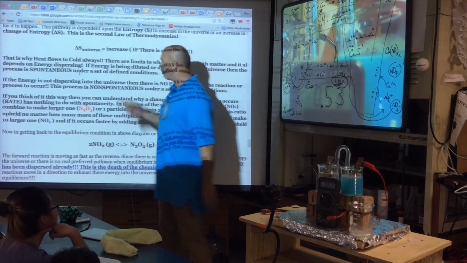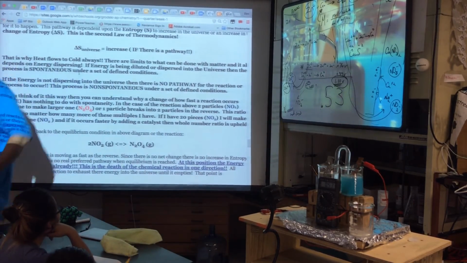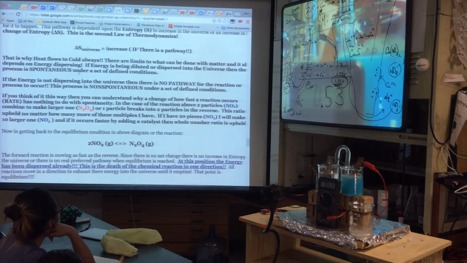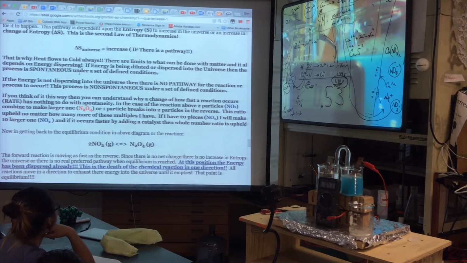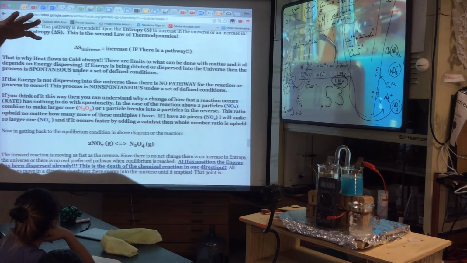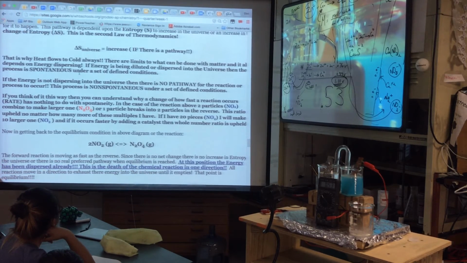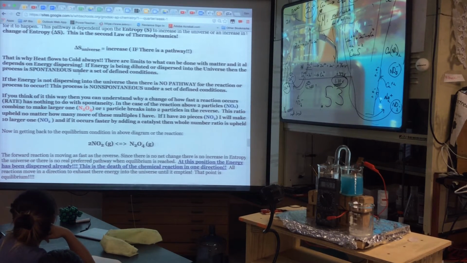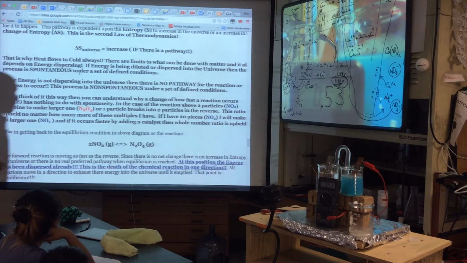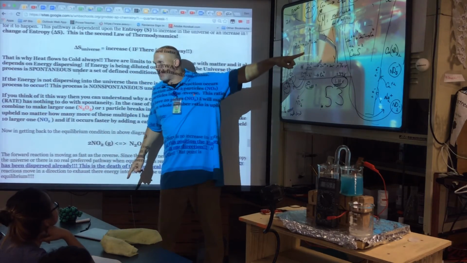By the way, when all the energy has been dispersed evenly, what do you think you have? Death of the universe. When all the energy in the universe has been spread out evenly, there's no more chemical reactions, there's nothing. There's no more pathway. Death of the universe. Don't worry, that's not going to happen for a long time. But can we have death of chemical reactions?